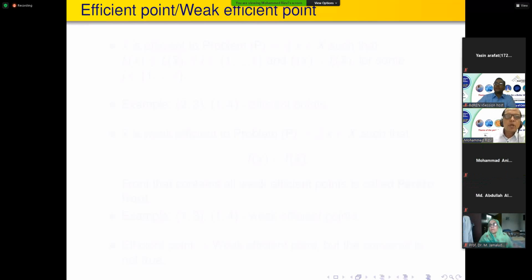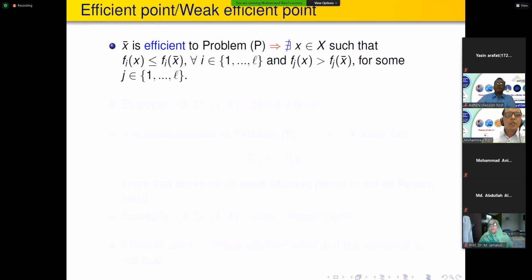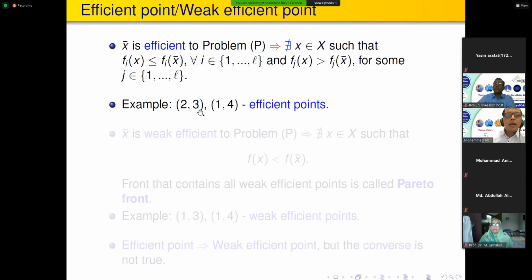So in that case, we need a broader type of definition, which we call efficient points and weakly efficient points. Now, what's the definition of efficient points? If you claim that some point is an efficient point, then we will not find any x in the feasible set whose objective values clearly dominate those of the point we are claiming is efficient. Let's take an example so you can understand the definition. I can choose two points here, (2, 3) and (1, 4). Remember that these are the values for the objective functions.